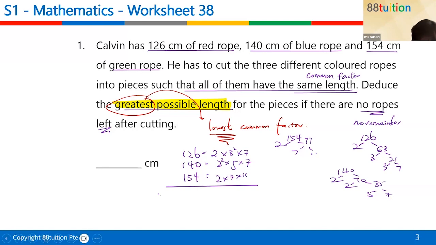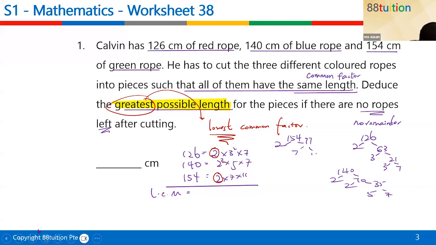Lowest common factor will be, now let's take a look at this. If you have this number as 2, you see, 2 is common, but you don't choose 2 to the power of 2 because that one is higher. So you have 2 to the power of 1.